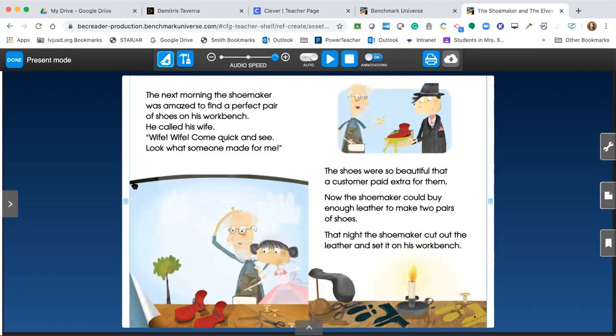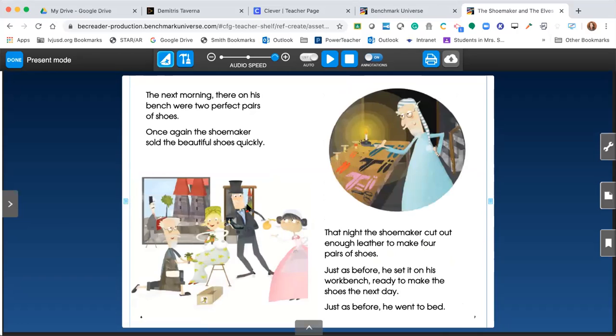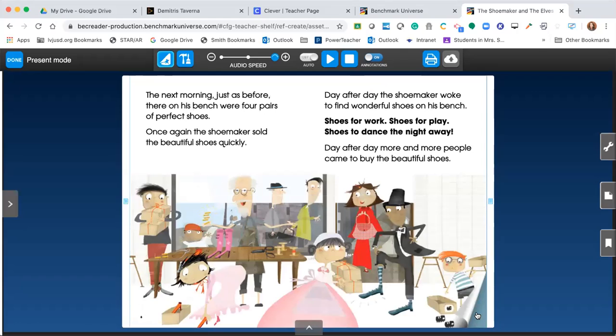The shoes were so beautiful that a customer paid extra for them. Now the shoemaker could buy enough leather to make 2 pairs of shoes. That night, the shoemaker cut out the leather and set it on his workbench. The next morning, there on his bench were 2 perfect pairs of shoes. Once again, the shoemaker sold the beautiful shoes quickly. That night, the shoemaker cut out enough leather to make 4 pairs of shoes. Just as before, he set it on his workbench, ready to make the shoes the next day. Just as before, he went to bed. The next morning, just as before, there on his bench were 4 pairs of perfect shoes. Once again, the shoemaker sold the beautiful shoes quickly.